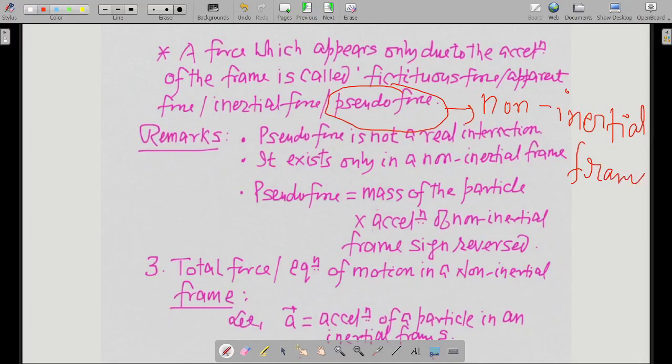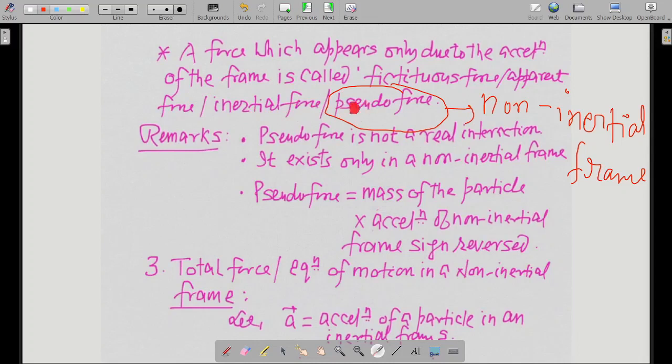Pseudo force appears in a non-inertial frame. Still, even after pseudo force being applicable in a non-inertial frame, the synonymous term of pseudo force, that is inertial force, is not called non-inertial force. Although the force is acting in a non-inertial frame, you have to call it inertial force. Keep this thing in mind.